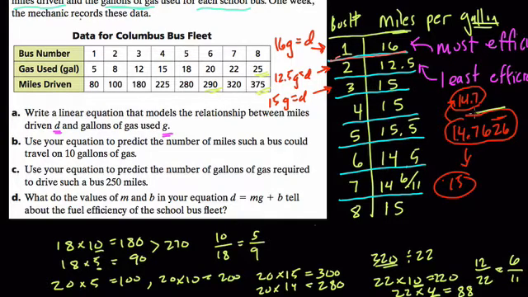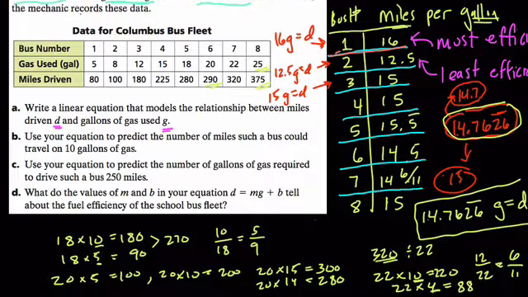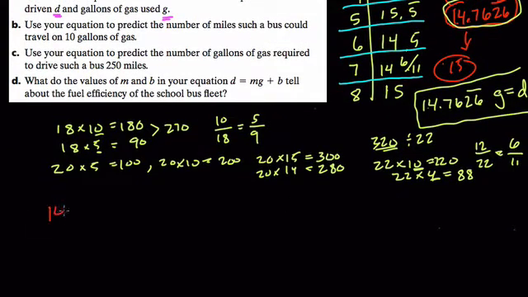I'm going to choose the most precise number because why not, right? We have that value. So 14.7626 repeating times our gallons, that's our average gas efficiency, equals our distance for our bus company. And there's our formula. So now we want to predict the number of miles such a bus could travel on 10 gallons of gas. Well, plug it in, right? So you have 14.7626 repeating times gallons equals distance.